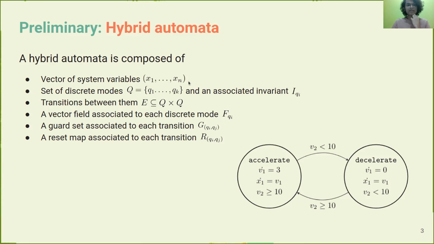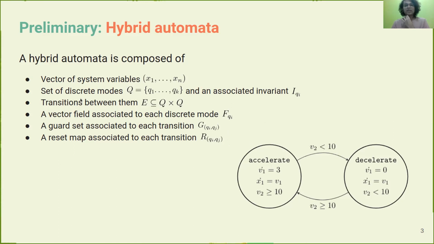Let us look at the definition of a hybrid automaton. So a hybrid automaton is made up of some set of system variables. These system variables just represent the state of the system. For example, in the case of the drone, this could be the positions, the velocity, the direction of heading, etc. And they have a set of discrete modes or locations. Now, if you look at this tiny example hybrid automaton here, it has two discrete modes, accelerate and decelerate.